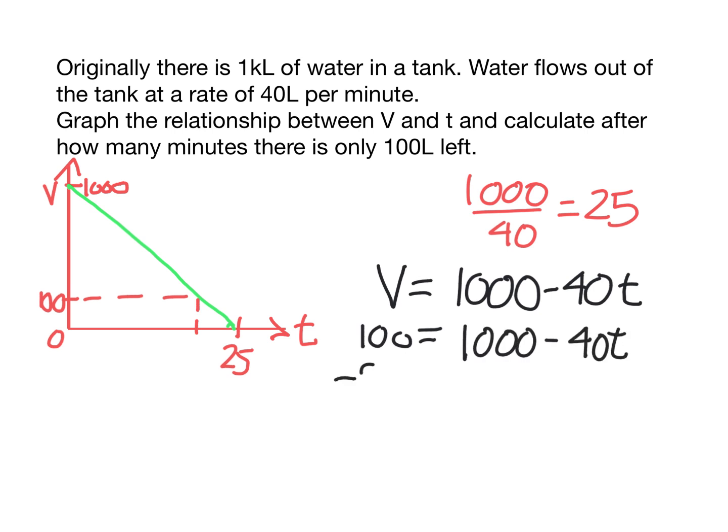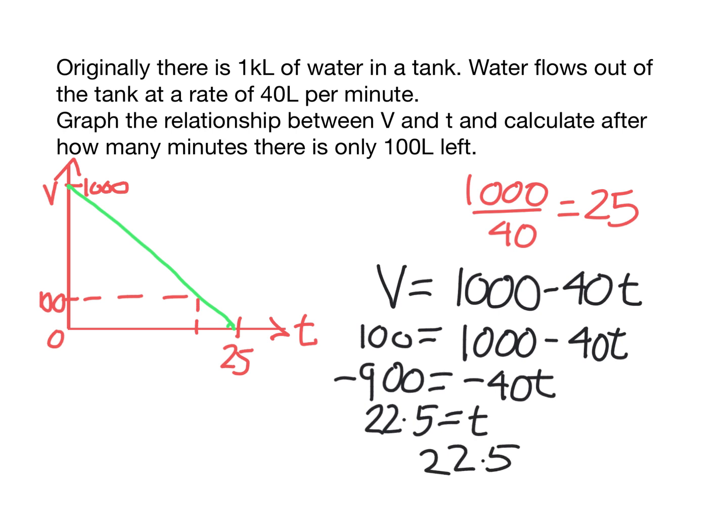We've solved equations like this a million times. First thing we're going to do is subtract 1,000 from both sides. Then we're going to divide each side by negative 40. You actually get 22.5 equals t. That means there will be exactly 100 liters left after 22.5 minutes. I want you to understand the link between the algebraic and the graphical here. The solution to this equation, we are just finding the value of t when V equals 100. So graphs can actually be useful at solving equations as well.